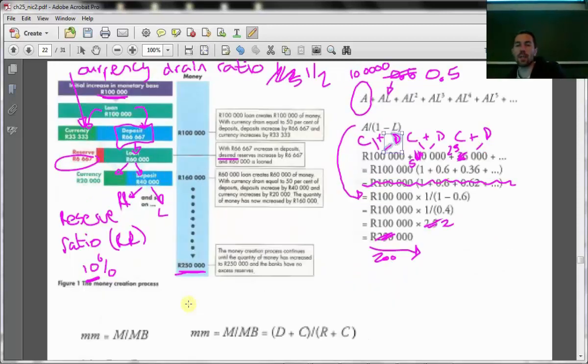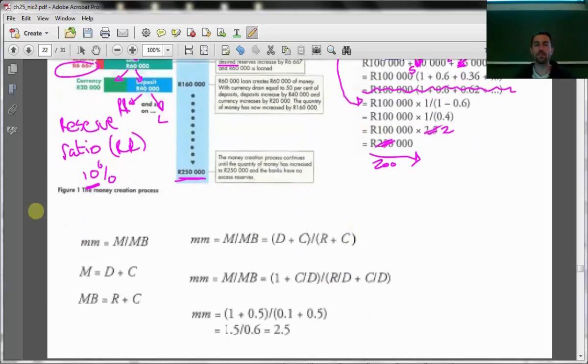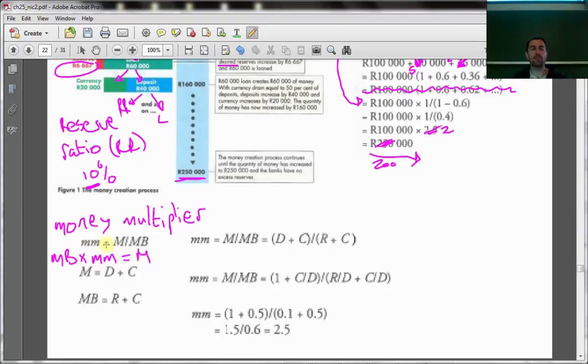So there's just three little equations that we can now look at. The first is the money multiplier, MM. This is called the money multiplier. Another way we can write it is to say the money base times the money multiplier is equal to the total money supply, which is just this equation over here.